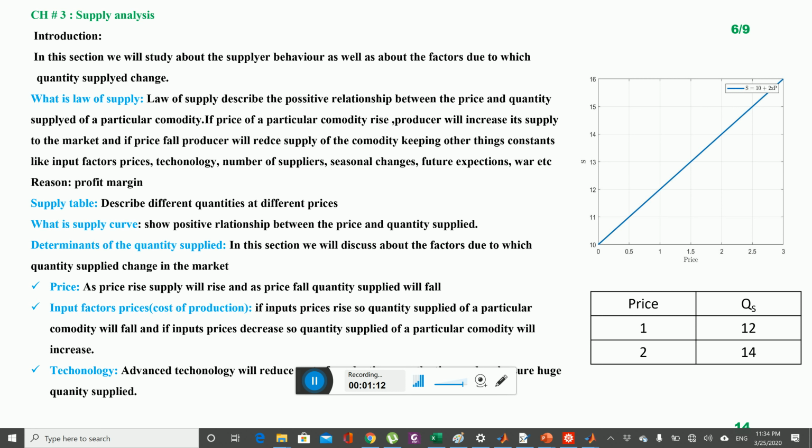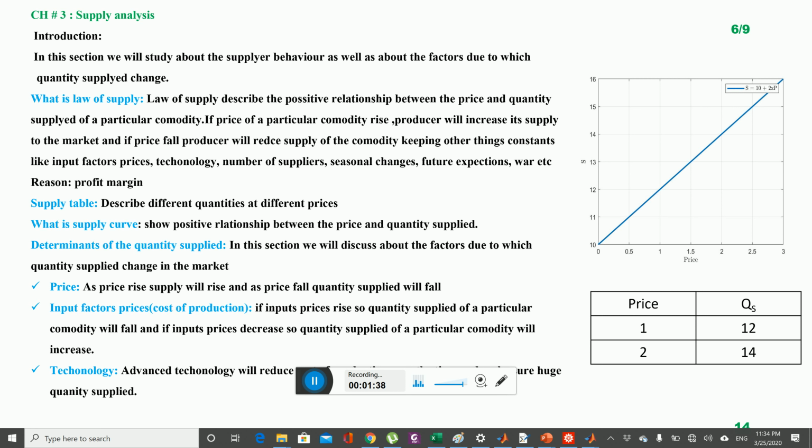But if the price of the particular commodity decreases, the producer will also decrease the supply of that commodity, keeping other things constant. What are the other factors? Like input factor prices, technology, number of sellers, seasonal changes, future expectations, war, et cetera.